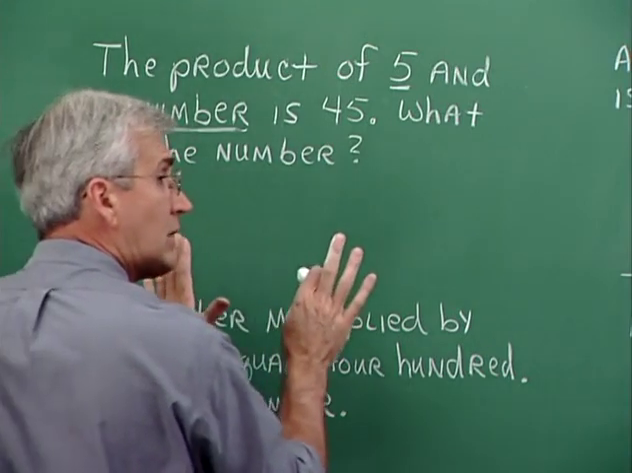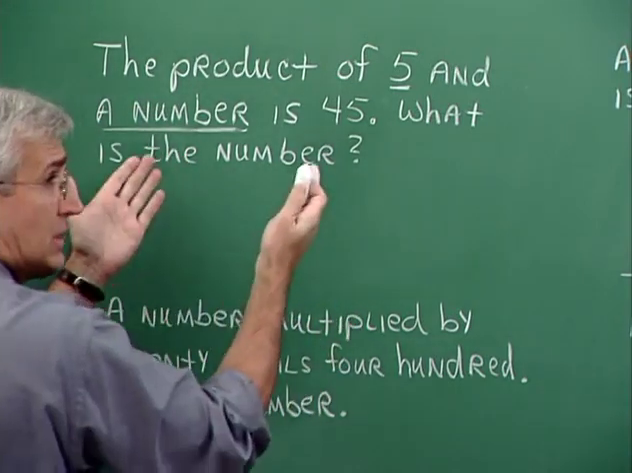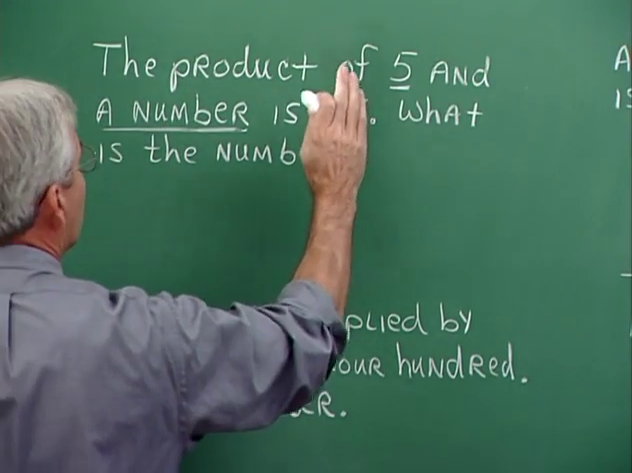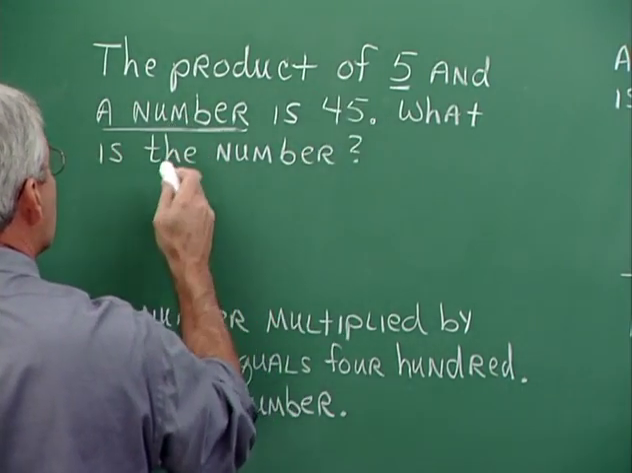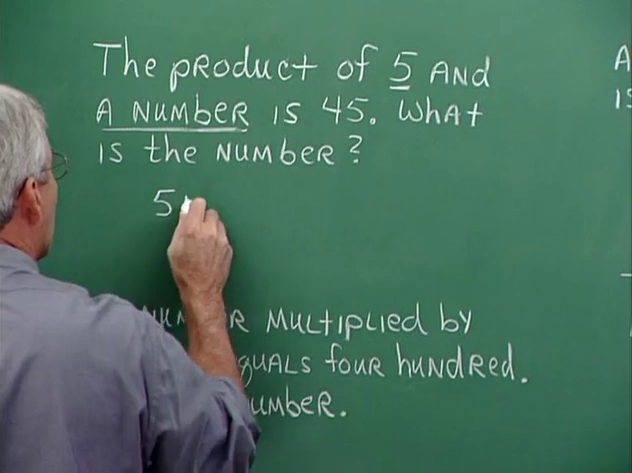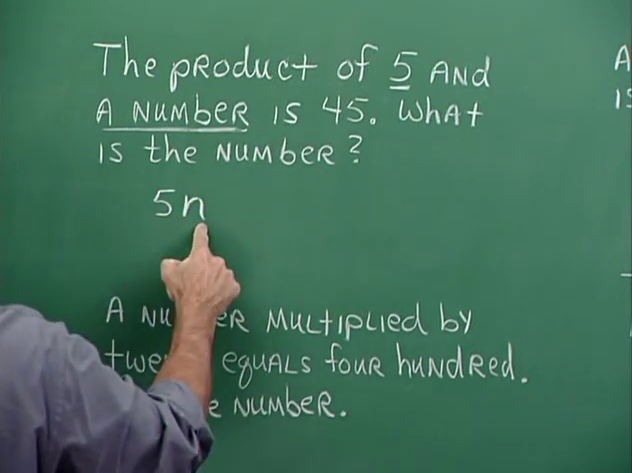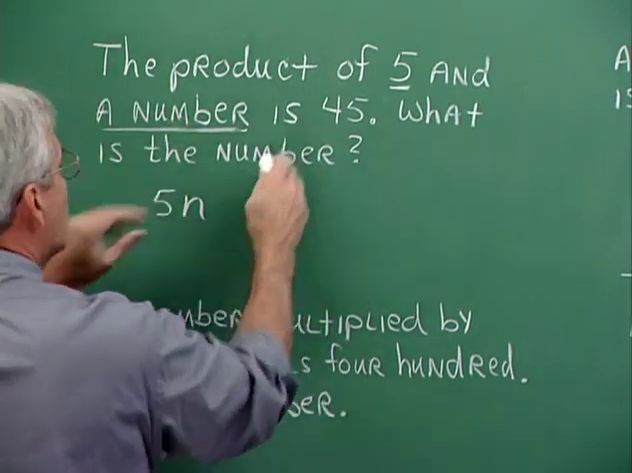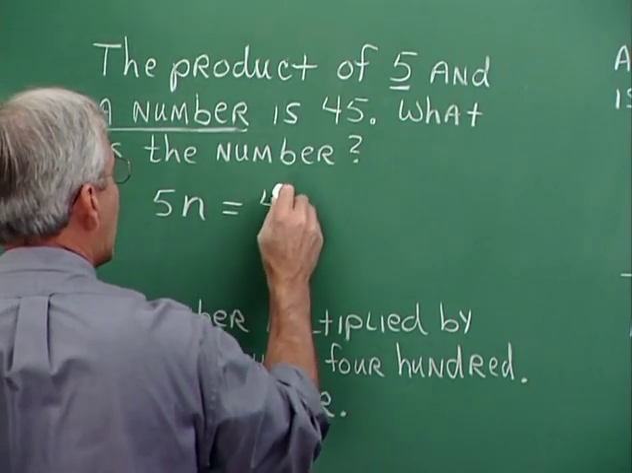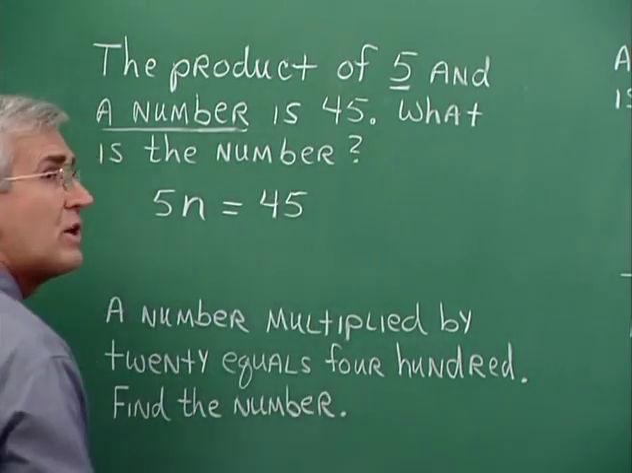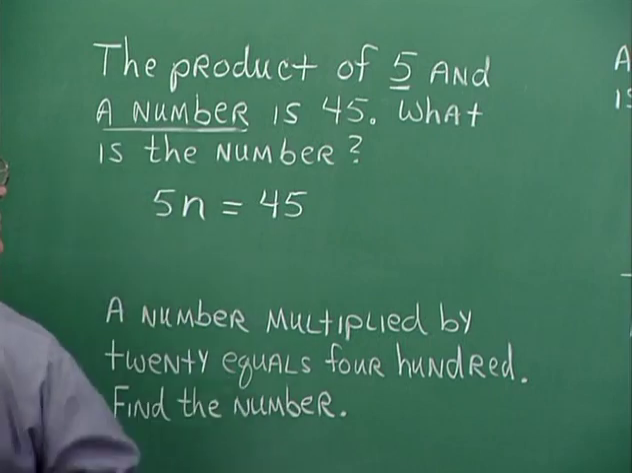Now, all we need to do is let some letter stand in for the number. Let's say it's n. So the product of 5 and a number n would be 5n. All right, there's the product of 5 and a number. Means is equal to 45. You see, we have built an equation here based on the words that we see.